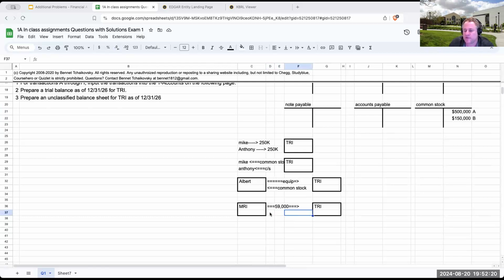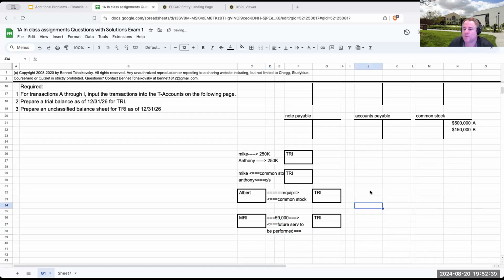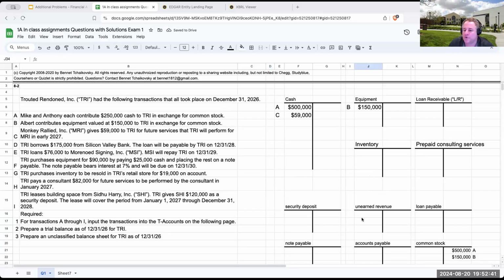So basically, what we're going to call promise to perform future services, that I'm going to have future services to be performed. And this is something we're going to call unearned revenue. Okay. It's a liability, meaning that we've received money for work we have not yet done.